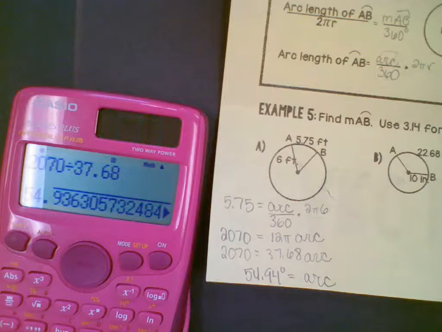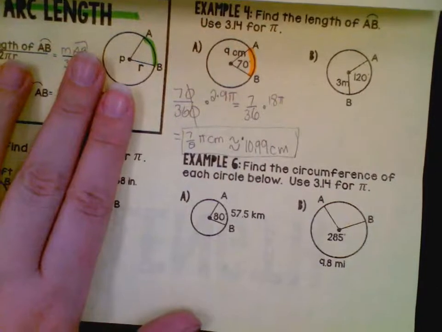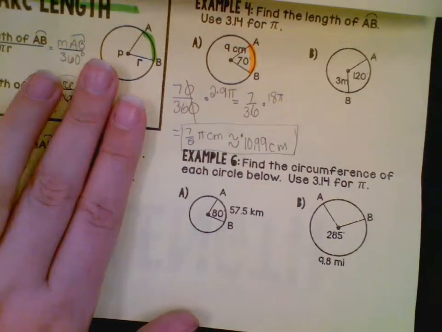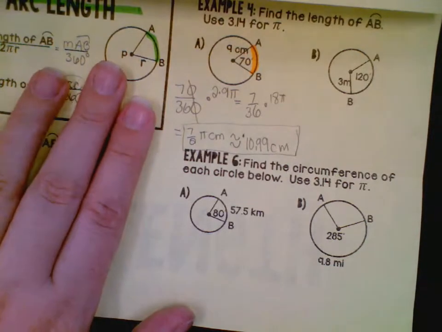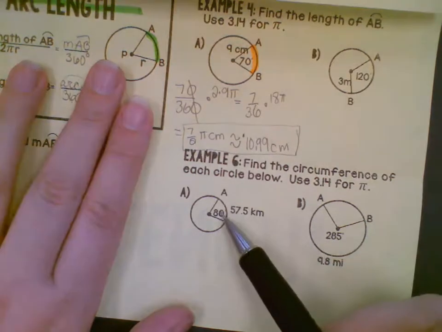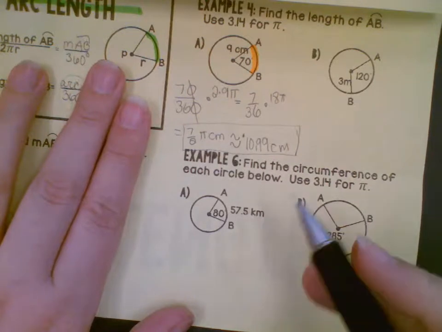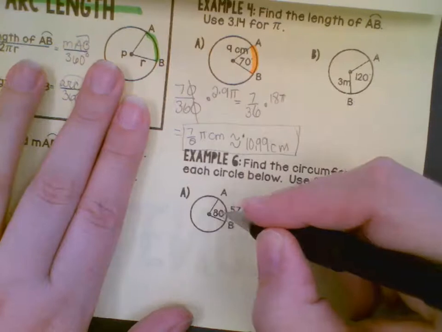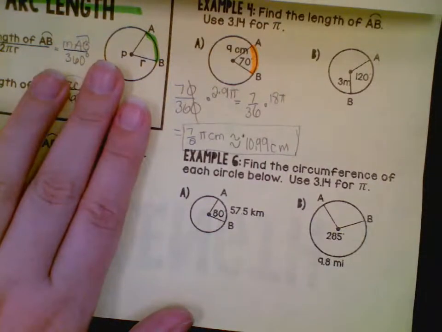So example B is just like example A. So let's look over at example 6. So this one is a little bit different. They want us to find the circumference of the whole circle. They gave us the fraction and what that fraction circumference is. So if this would have been 90, we would have just had to multiply it by 4 because we would have known that it was 1/4.